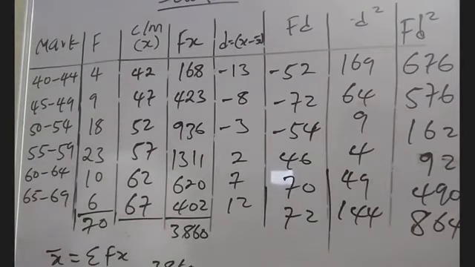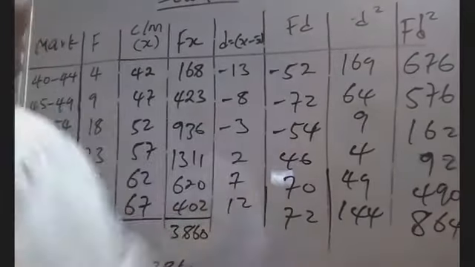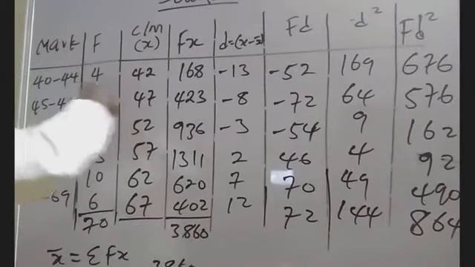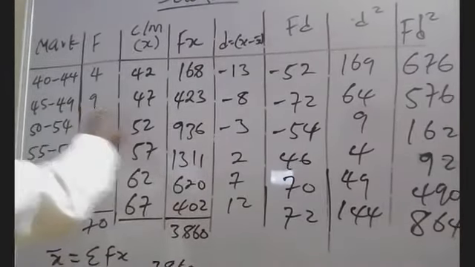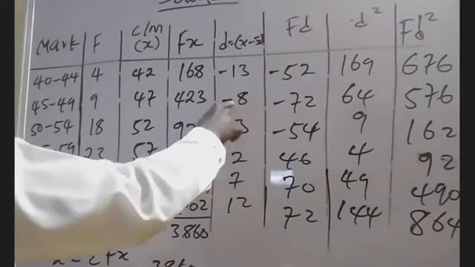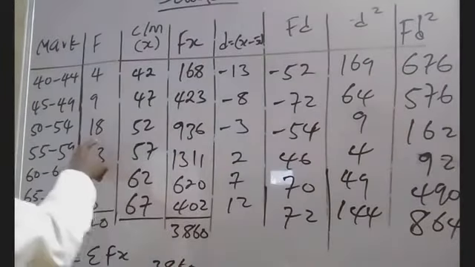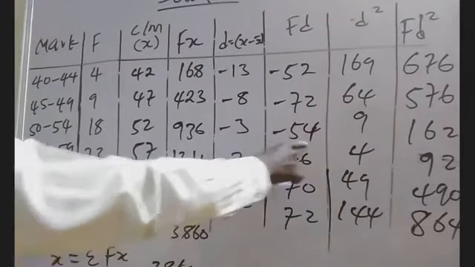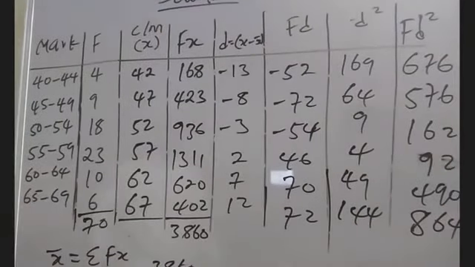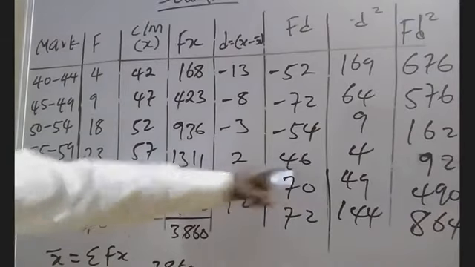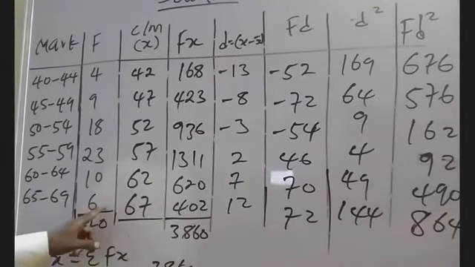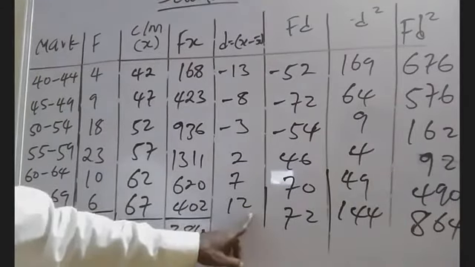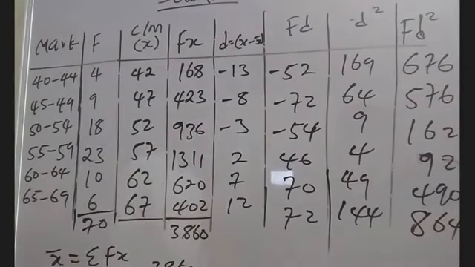Then the next thing we need to look at is our fd, that's frequency times d. Frequency 4 times minus 13 is minus 52. 9 times minus 8 is minus 72. 18 times minus 3 is minus 54. 23 times 2 is 46. 10 times 7 is 70. Then 6 times 12 is 72. Then the next thing is d squared.